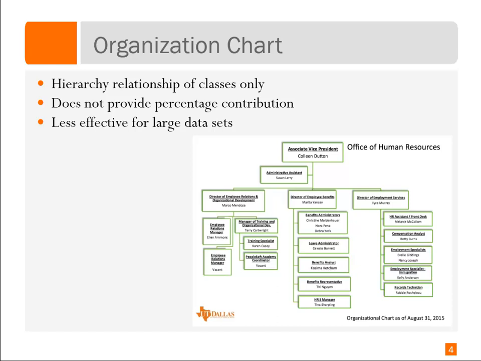A couple of things that the organization chart does not do. It does not provide percentage contribution. So I cannot really tell from this organization chart if Marita Yancey, our Director of Benefits, is actually 50% of the scope of work of Colleen Dutton. I really can't tell that with an organization chart. It's really not designed to answer that question or visualize that. So it's a little bit less effective for large data sets, and it doesn't really provide me with percentage contribution.